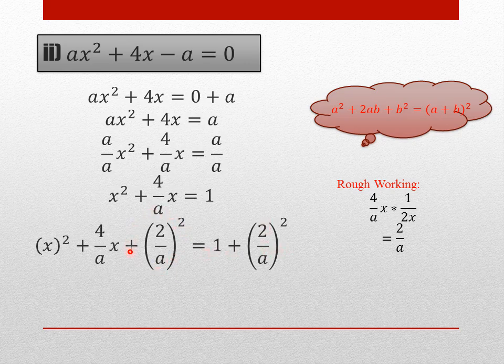2 by a whole square is the new term we have added, so we will add it to both sides of the equation. Now we will close this formula, a square plus 2ab plus b square, and that formula is equal to a plus b whole square. Here a is x and b is 2 by a. So writing it, x plus 2 by a whole square equals to 1 plus, opening this formula, 2 into 2, or taking the square of 2 would be 4 and taking the square of a will be a square.